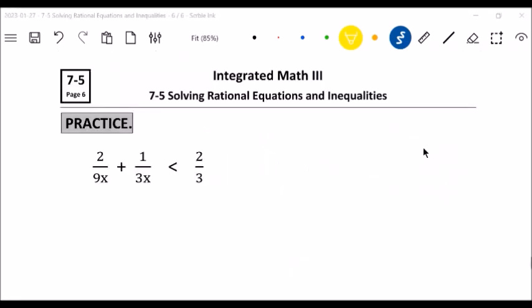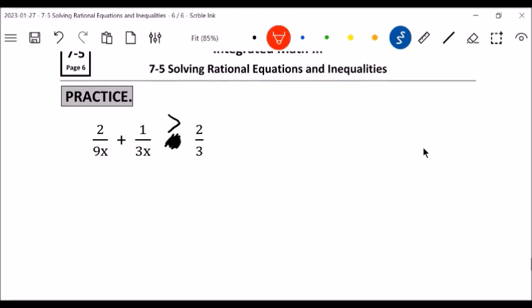Here's another example that's similar. I'm going to make a change here, and I'm going to make this a greater than. Okay, so let's do this as a greater than problem. The first part of this is going to be no different. We're going to look at this and see that x cannot be 0. And so x equals 0 is an asymptote for us, or at least we're going to say it's going to be one of our boundaries.